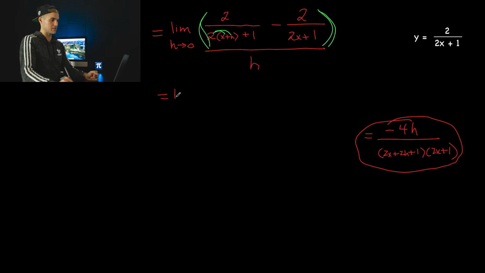And so I'm going to take that and plug it into this green bracket. So we'll have the limit as h approaches 0 of this expression. So let's just put that in brackets. So this will be negative 4h all over 2x plus 2h plus 1, 2x plus 1, like that.